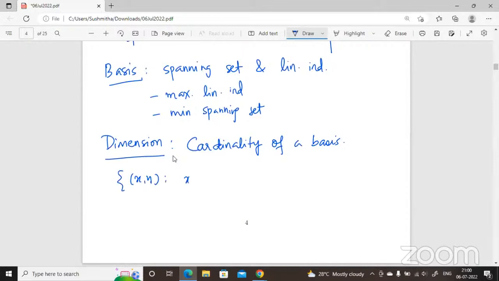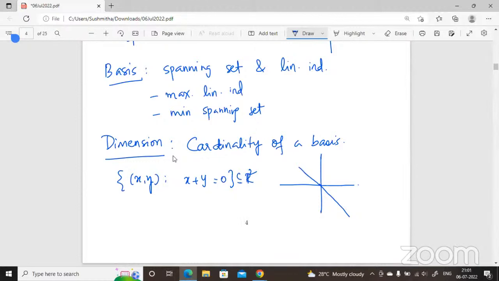The set of (x, y) such that x plus y is equal to 0. So this is what ma'am was talking about. Is this a subspace? Yes, ma'am. Yeah, this is a subset of R2. This is nothing but the line y is equal to minus x. And we know that any line passing through the origin is a subspace in R2, right? Yes, ma'am. Yeah, so this is a subspace. Now let's find a basis for this subspace.